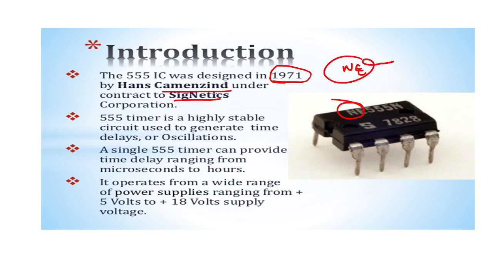The 555 IC is a highly stable circuit. By using this timer you can generate delays and oscillations, because we can delay the timers. A single timer IC can provide a delay ranging from microseconds to hours. So you can design a delay circuit which generates from microseconds to hours. That is a very good and essential thing, and it can be used in a wide variety of applications. The supply voltage range is nothing but plus 5 volt to plus 18 volt, so that is the wide range you can go with.